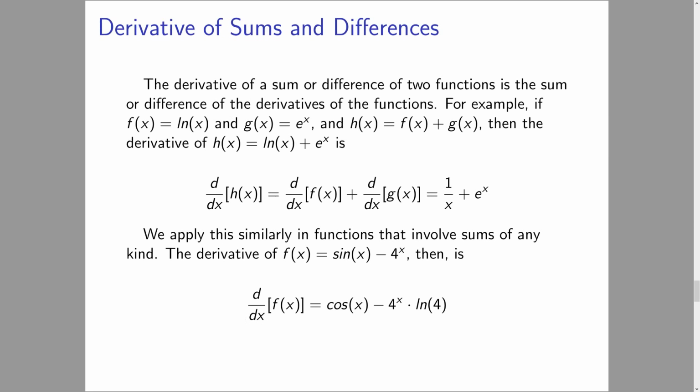The derivative of a sum or difference of two functions is the sum or difference of the derivatives of the functions. For example, if h of x equals the natural log of x plus e to the x, the derivative is the derivative of ln of x plus the derivative of e to the x, which is 1 over x plus e to the x. We apply this similarly in functions that involve sums or differences of any kind. The derivative of sine of x minus 4 to the x would be cosine of x minus 4 to the x times the natural log of 4.